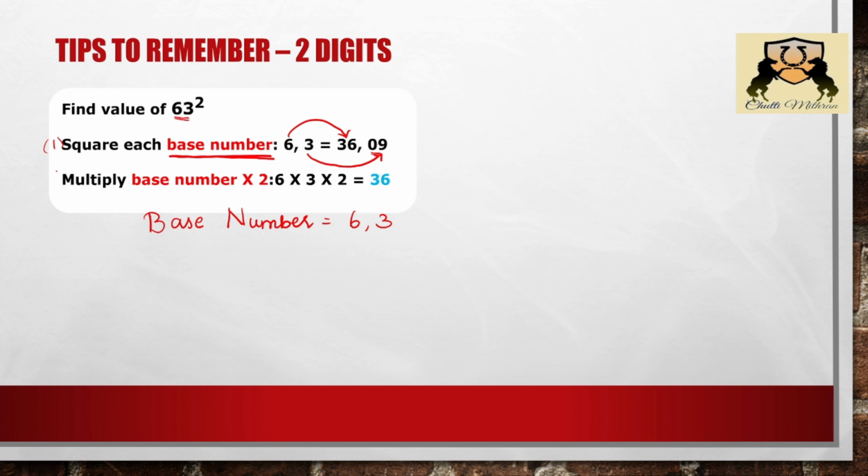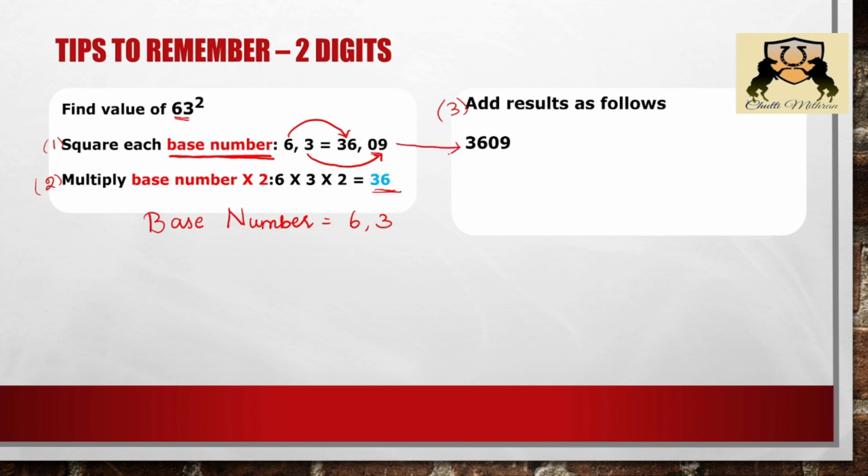And then let's go to the second step. Our second step is to multiply the base numbers by 2. So 6 multiplied by 3 are the base numbers. So 6 multiplied by 3 multiplied by 2 is equal to 36. And then our third step is to add the results as follows. So this would be our third step. 3609 would be written as it is.